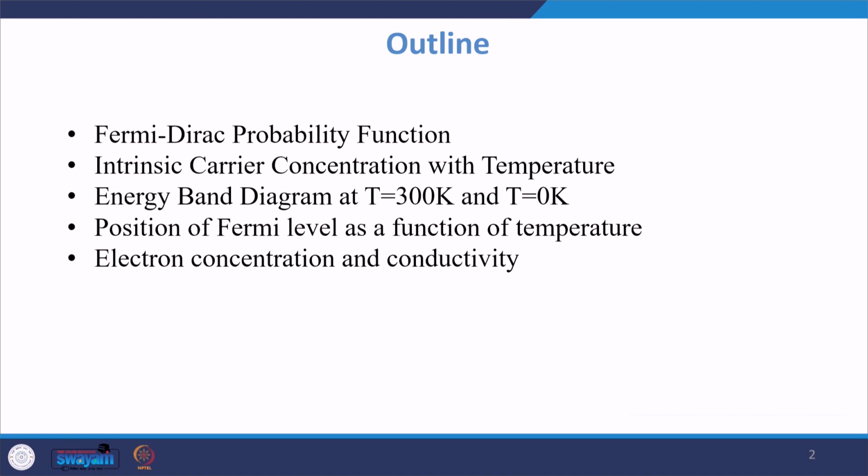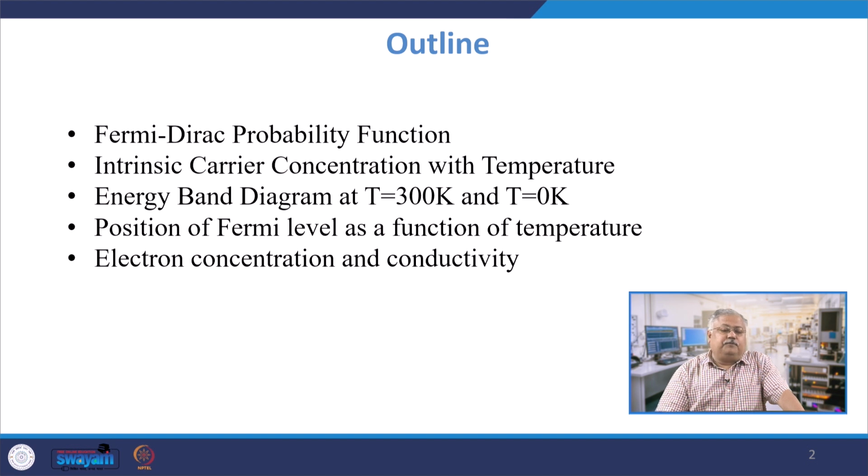Now we will first look into the Fermi-Dirac probability function, which gives you a basic idea about the energy density function, and where, with respect to the conduction band and the valence band, you place your Fermi level. It will give me the probability of finding the electron above and below the Fermi level. We will also look into the concept of intrinsic carrier concentration variation with temperature, right?